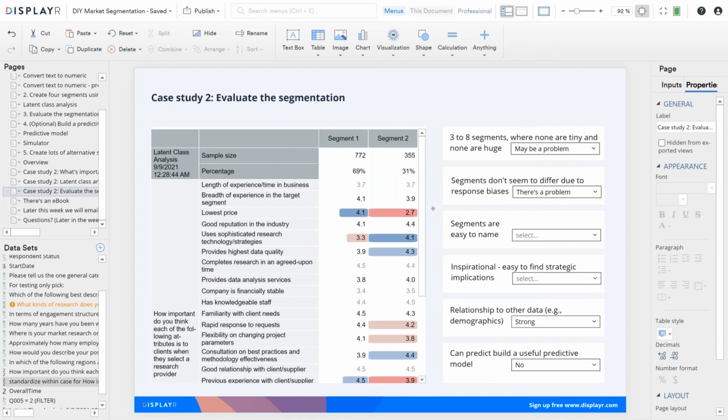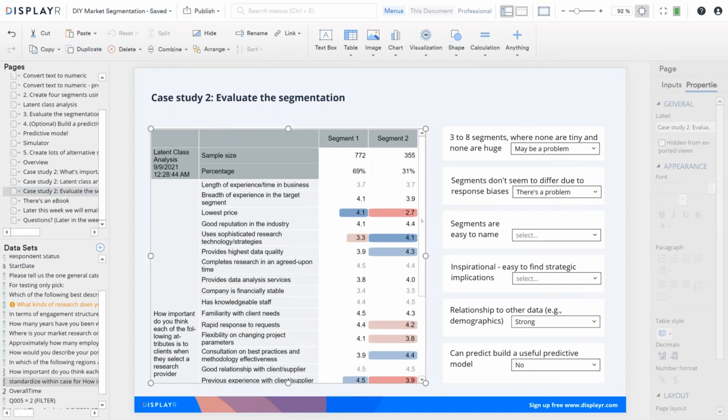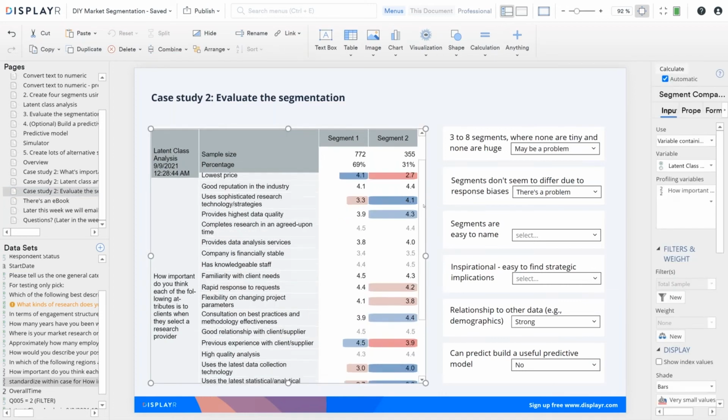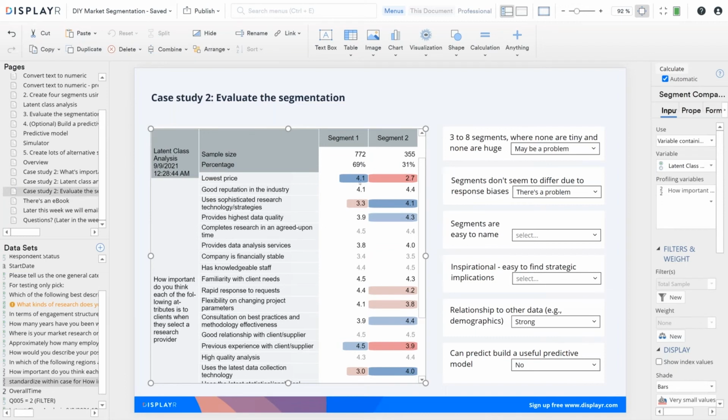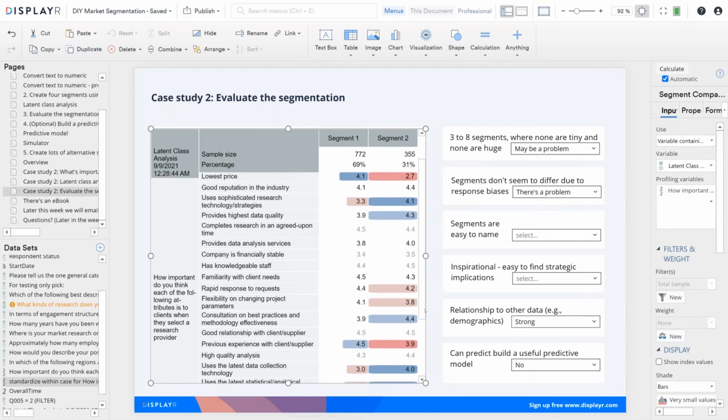And the good news we see here is we are seeing significant differences between the data after having removed this potential yay-saying bias, which is the technical name for this response bias. And we're seeing segments that kind of make a bit of sense. So segment 1, they're very concerned about lowest price, and they want to work with a previous client they're familiar with, who understands their business.